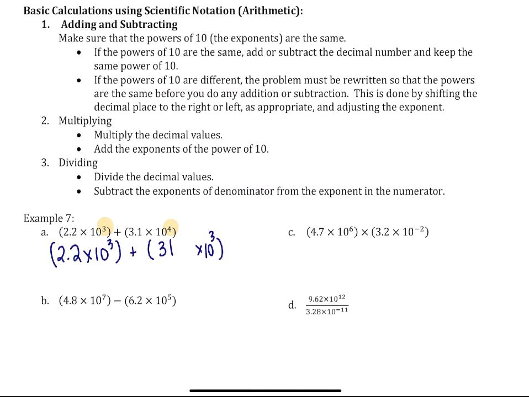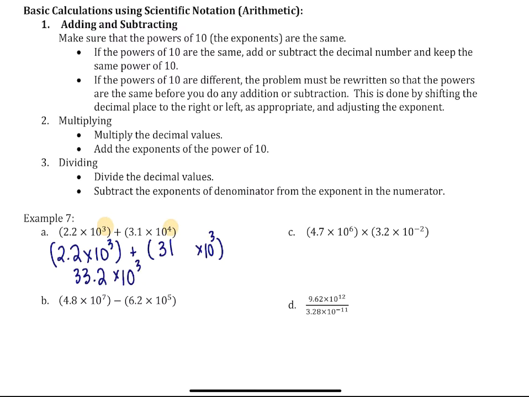Then the next step, once you have the same exponent, is to simply add the non-exponent part. So I'm going to take 2.2 and add 31. And so when you do that, you get 33.2. And I really don't need that parentheses, so I'm going to get rid of it. That's going to be 33.2, and then you keep that shared exponent.